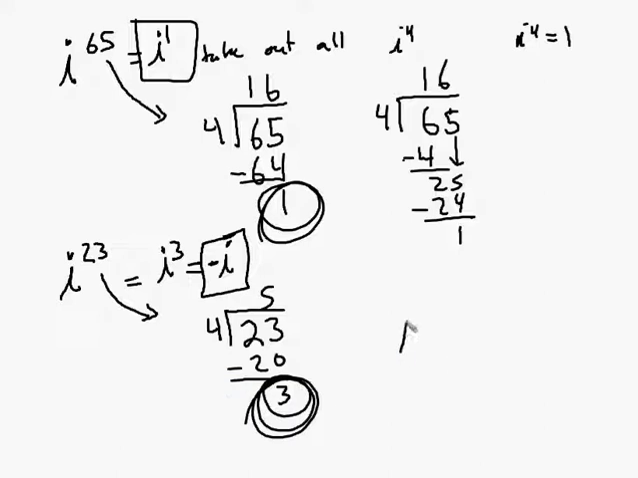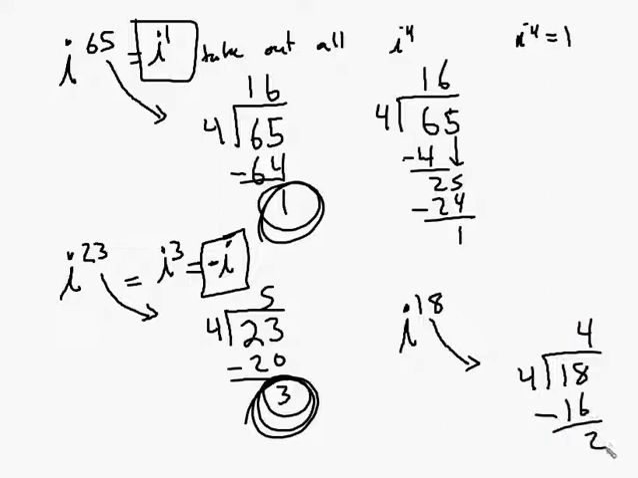One more. Let's say I had i to the 18. Again, I just care about that exponent. 18, I'm going to divide it by 4 because that's going to tell me how many i to the 4th I have in there. So 4 times 4, I get 16, subtract, I have 2. So I have 2 i's left, so i squared. But i squared from our table is simply what? Negative 1. i squared is negative 1.